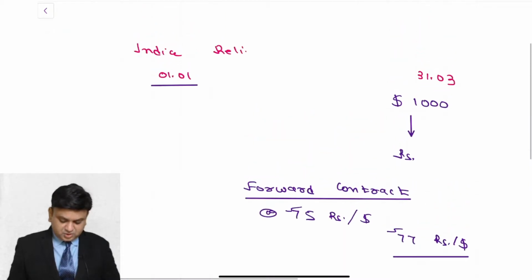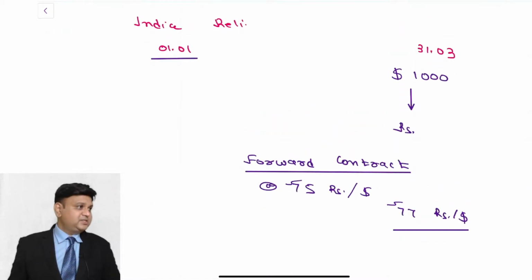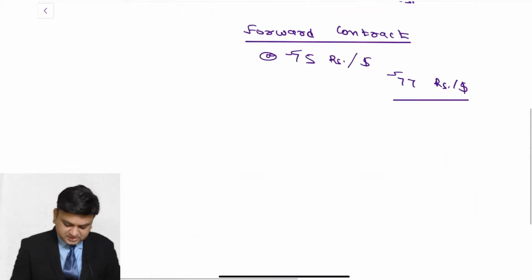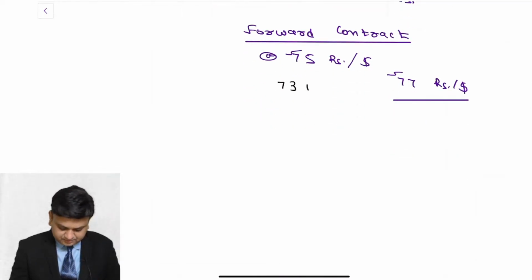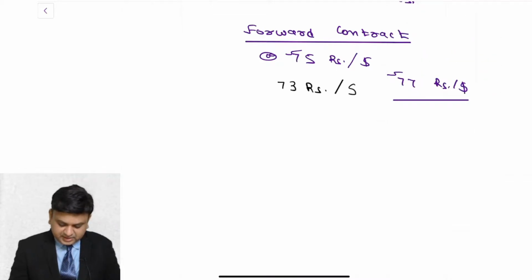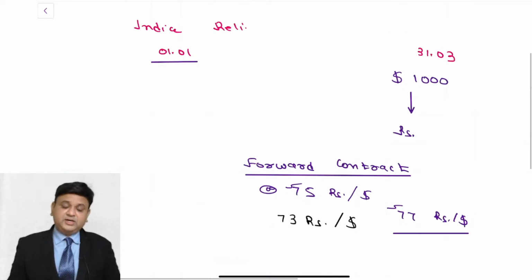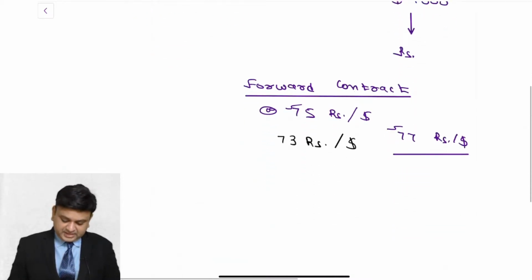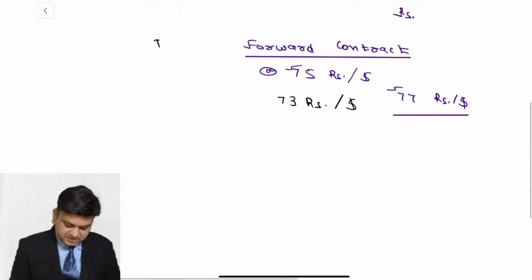Now suppose on 31st of March the spot exchange rate is not 77, but let us say 73 rupees per dollar. Then entering into the forward contract proves to be beneficial. You are able to receive 75 instead of 73. So entering into the forward contract is beneficial to you, and this is what we understand as a derivative transaction.